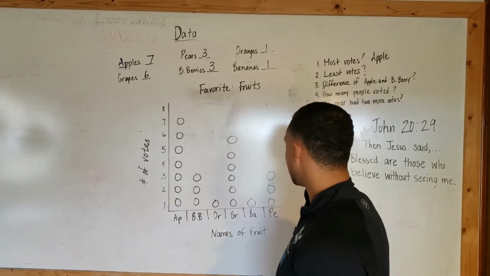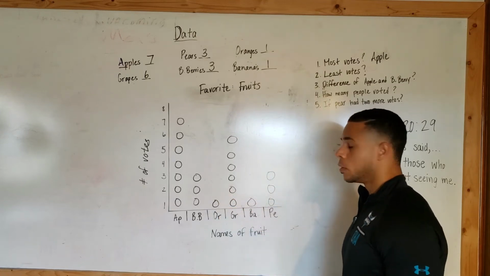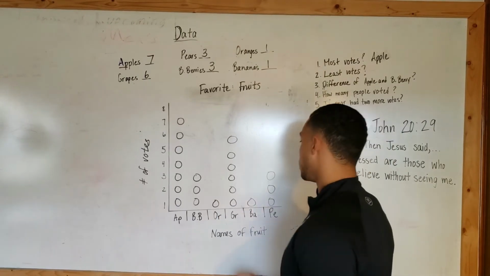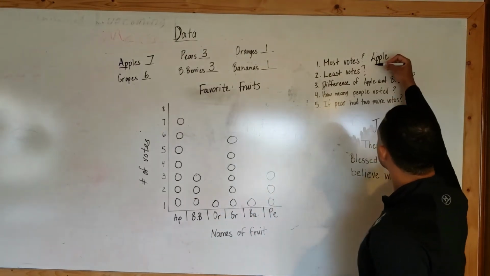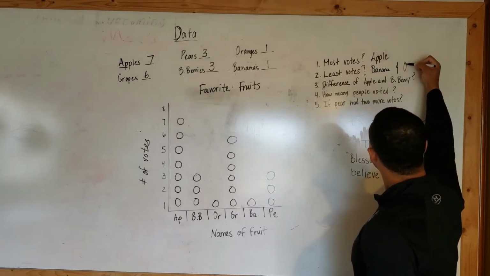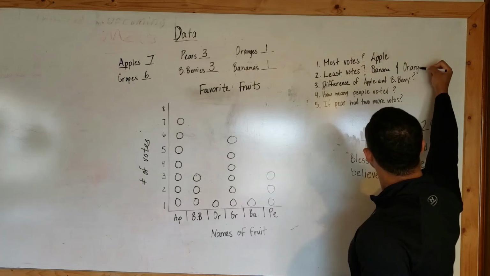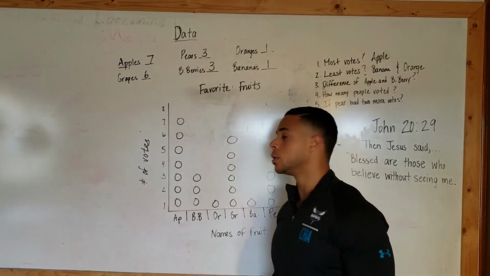Which fruit had the least votes? Now looking at your graph, you have 2 fruits with only 1 vote. You don't just put one of them. You go ahead and put both orange and you put banana. So both of those fruits would be your answer. So banana and orange. All right, 1 or 2 are done. Those are easier questions. Now let's go on to number 3.